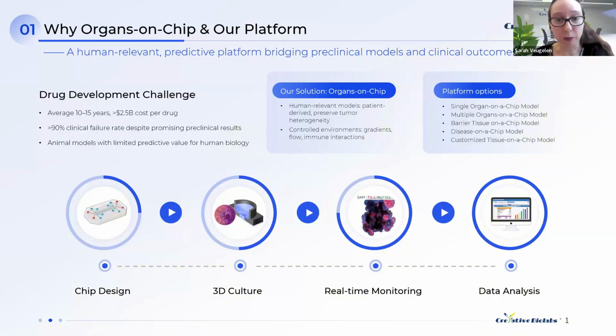We have different options in our platform. We offer a single organ on chip, multiple organ on chip, as well as barrier tissue and disease on chip, and further customized tissue on chip models. We usually start with the design of the chips, or can assist you with the design. And then we perform the 3D culture and can monitor these cultures in real time, after which we perform the data analysis, and every step of this workflow can be further customized.